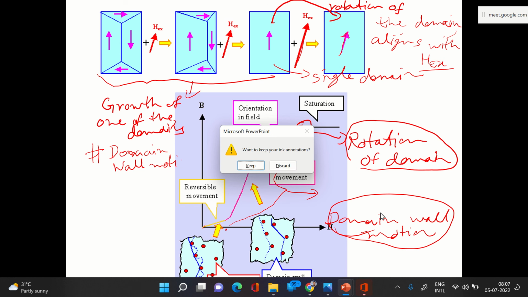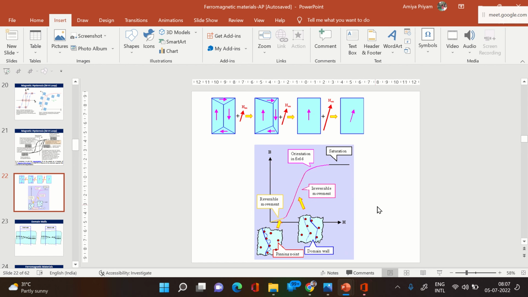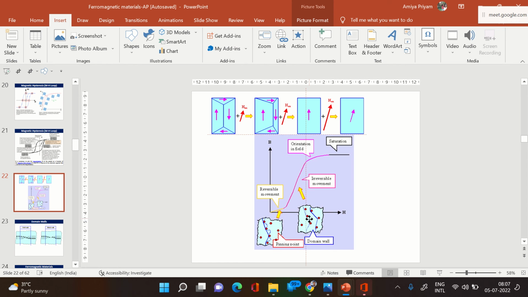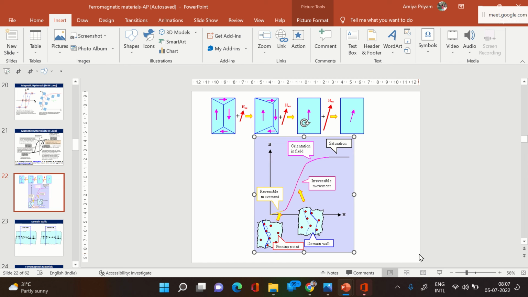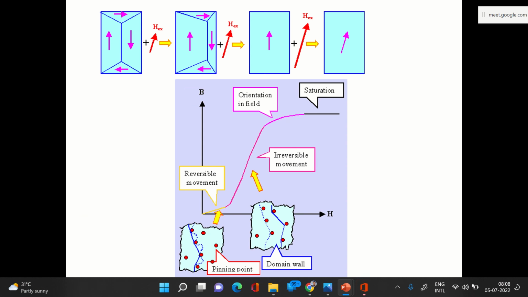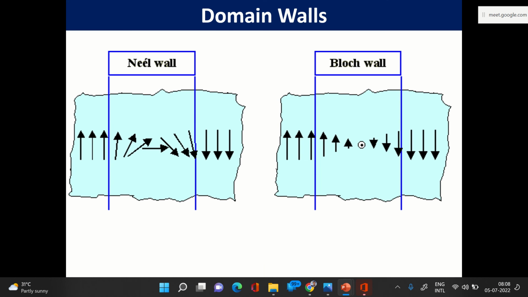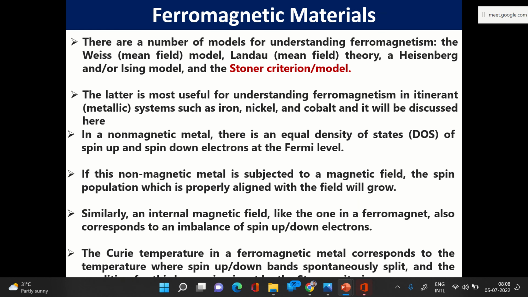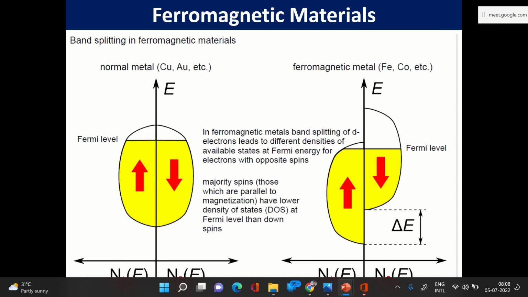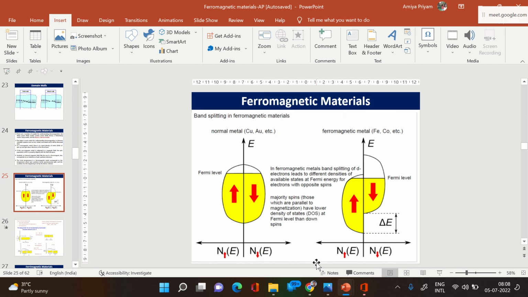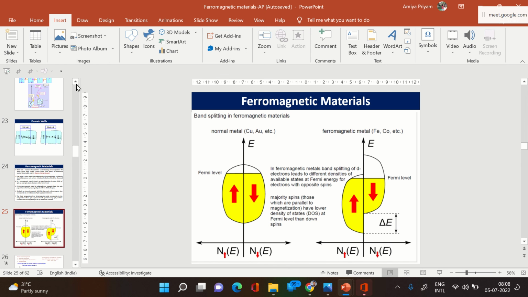Okay, so that's how we understand this MH loop graph. We'll discuss more on this later. So why do the domains exist? That is the question that we will ask. We will understand next time.